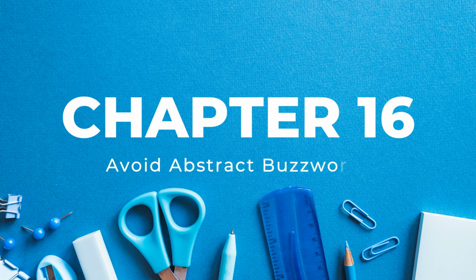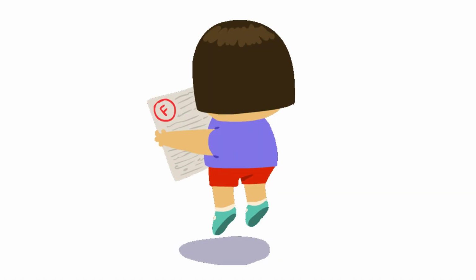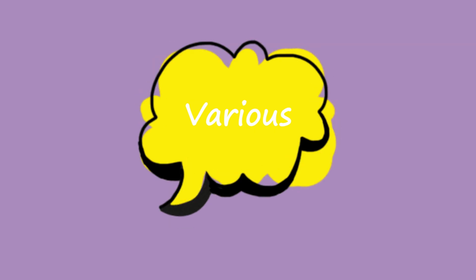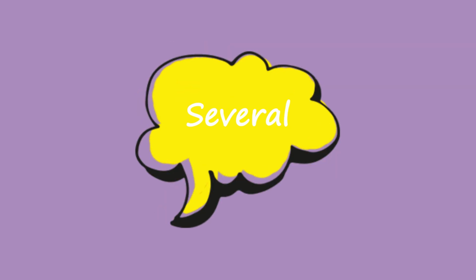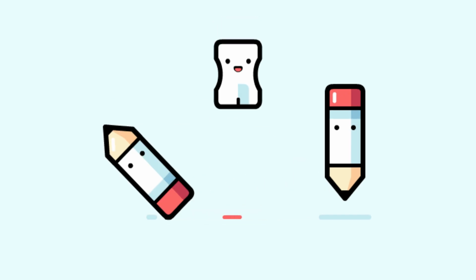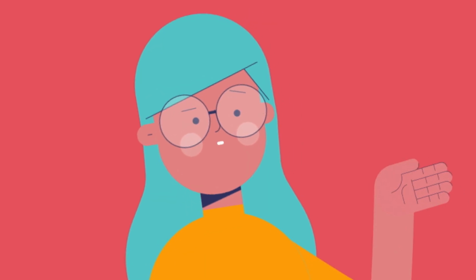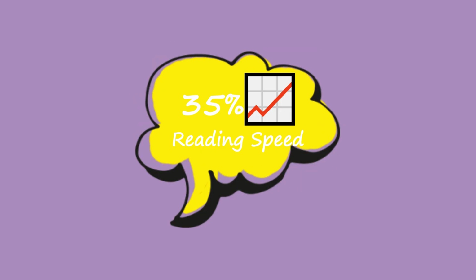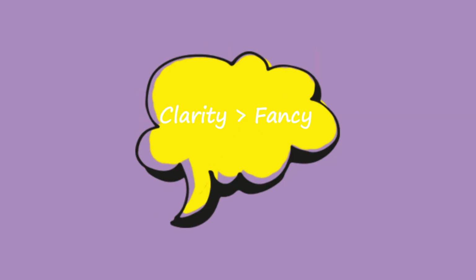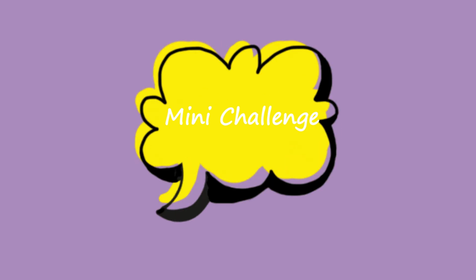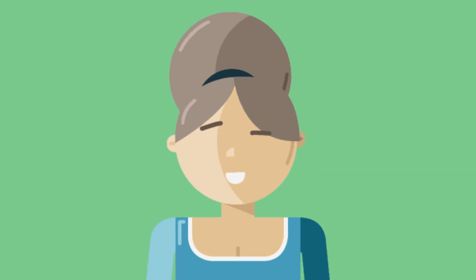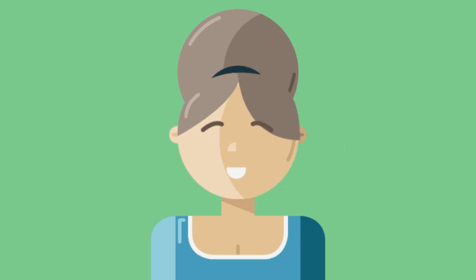Chapter 16. Avoid abstract buzzwords. One word can ruin your abstract, and it's probably in yours right now. Words like various, several, or significant sound smart, but they mean nothing. Be precise. Instead of significant results, say a 35% increase in reading speed. Clarity greater than fancy. Mini challenge: cut 3 vague words from your abstract. Replace them with real numbers or concrete terms.